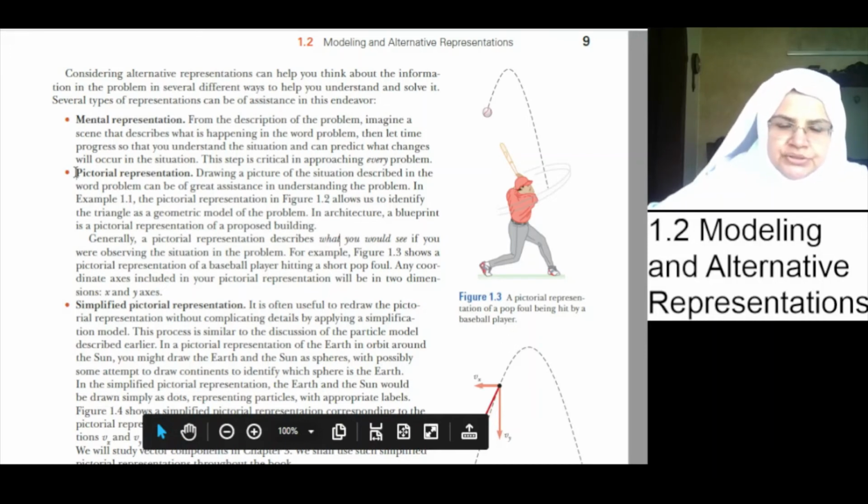Pictorial representation. Drawing a picture of the situation described in the word problem can be of great assistance in understanding the problem. In example 1.1, the pictorial representation in figure 1.2 allows us to identify the triangle as a geometric model of the problem. In architecture, a blueprint is a pictorial representation of a proposed building.